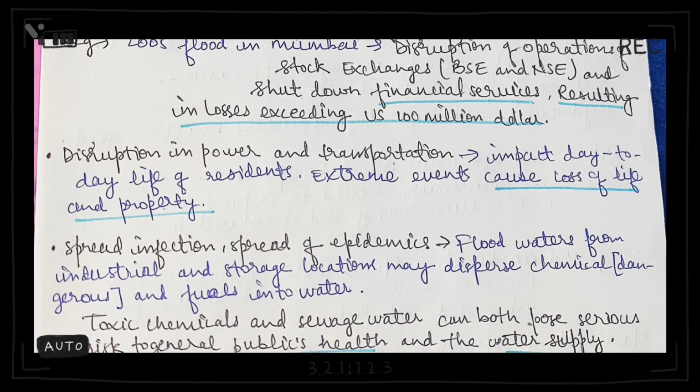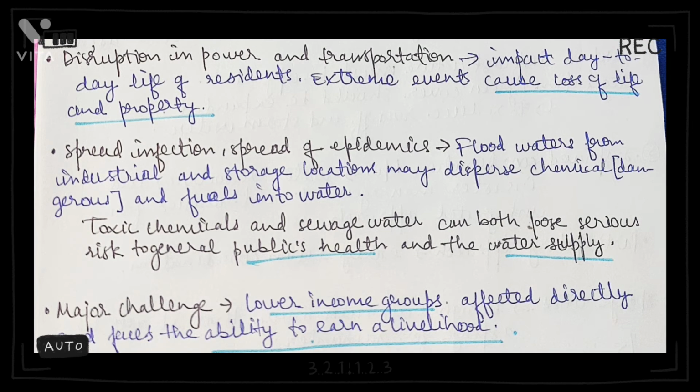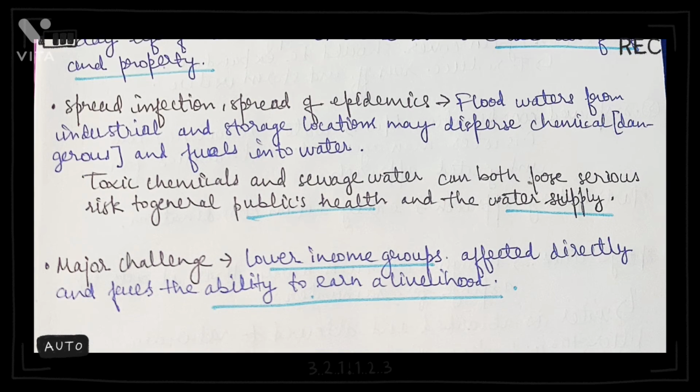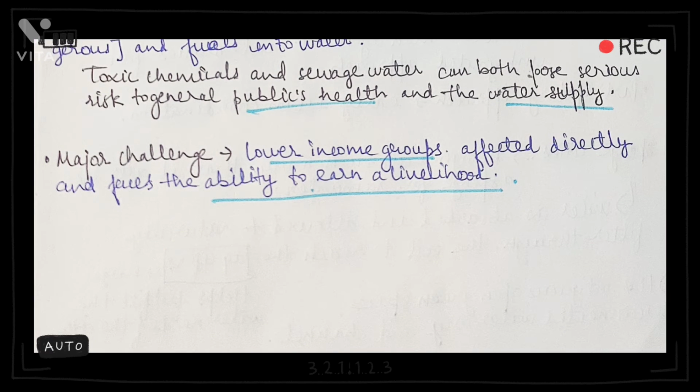Disruption in power and transportation impacts the day-to-day life of residents. Extreme events cause loss of life and property, and spread of infection and epidemics. Flood water from industrial and storage locations may disperse chemicals and fuels, which are very dangerous, into water. Toxic chemicals and sewage water can both pose serious risk to general public health and water supply. Major challenge: the lower income group is affected directly and faces difficulty in earning a livelihood.